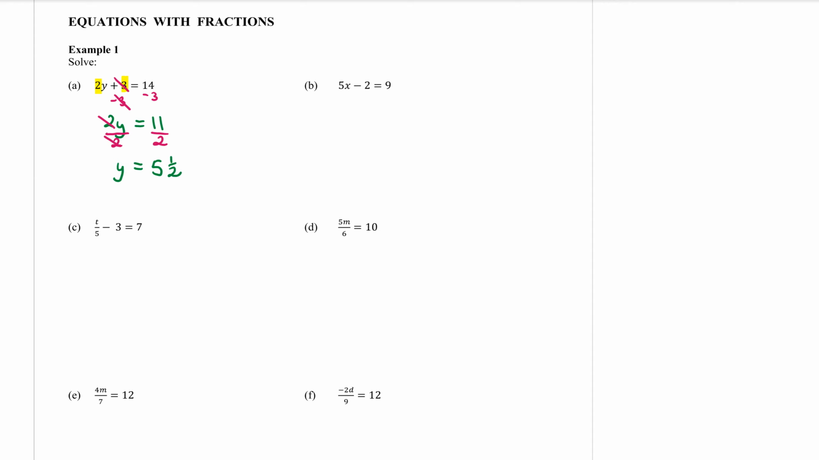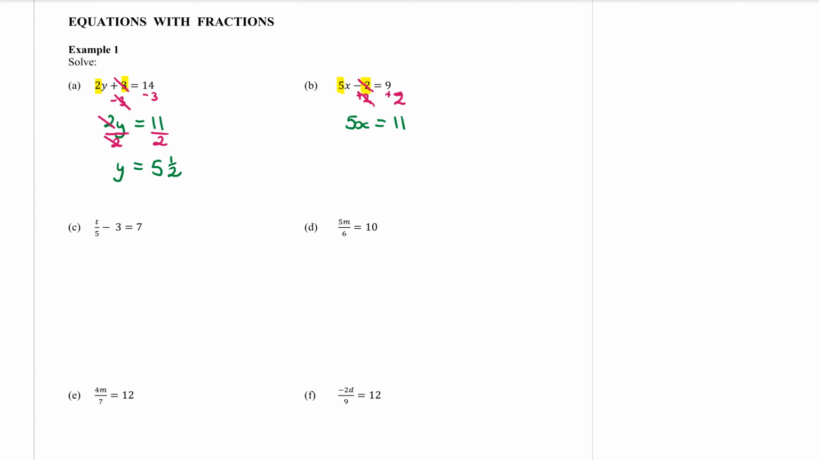Okay, now let's go to part B. We want to solve to find out what x is equal to. We have a 5x, so 5 is multiplied with the x, then we subtract the 2. So going the opposite order, I'm going to need to get rid of the 2 first. The opposite thing to do is to add 2 to both sides. Minus 2 plus 2 cancels out, and I have 5x left, and 9 plus 2 is 11.